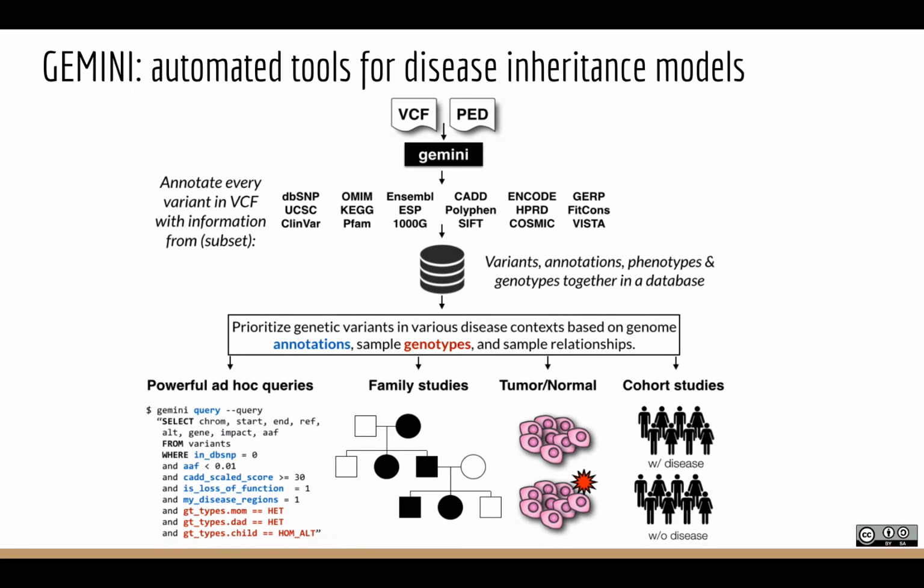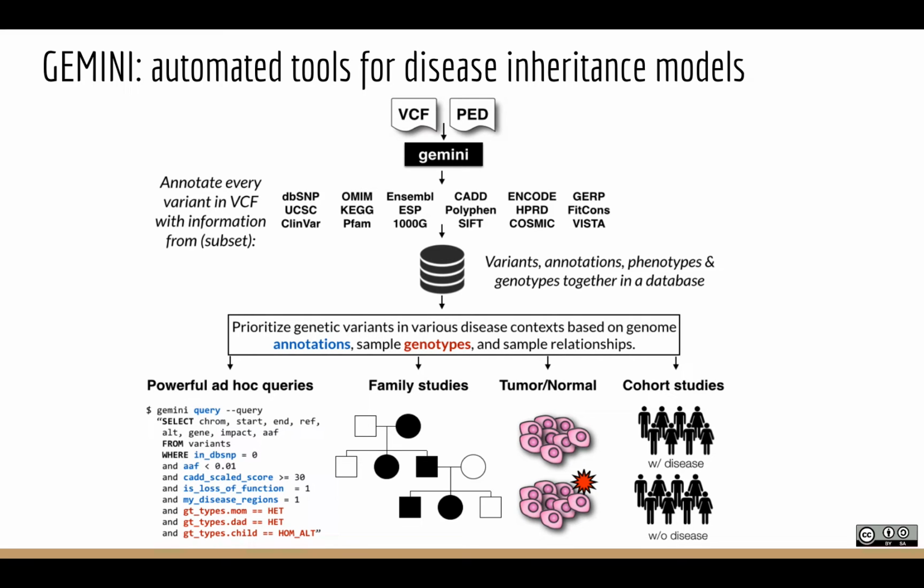So the PED file describes that, and so given those two pieces of information, this tool Gemini takes all those variants and the known relationships, annotates the variants, so dresses up that VCF file with all this information that's required to make those predictions, and then puts it into a database that could then be queried to look for causal variants. There are other tools out there that do this.